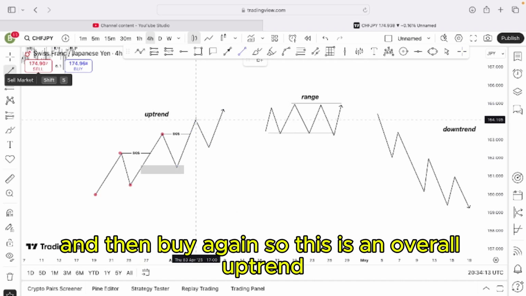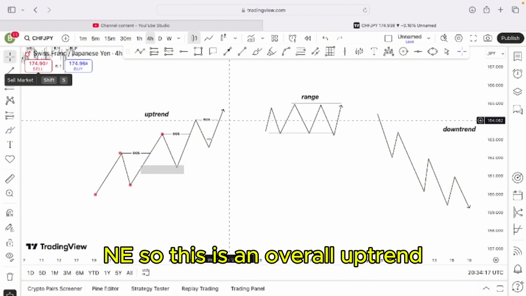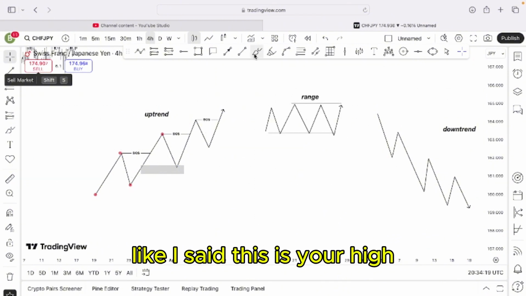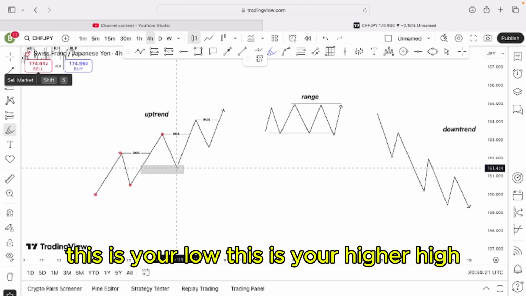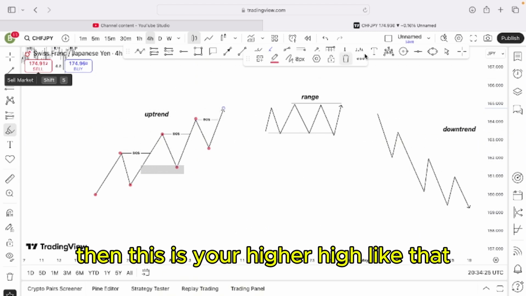So this is an overall uptrend, and I'm going to show you how to do that, guys. Like I said, this is your high, this is your low, this is your higher high, this is your higher low, then this is your higher high, like that.